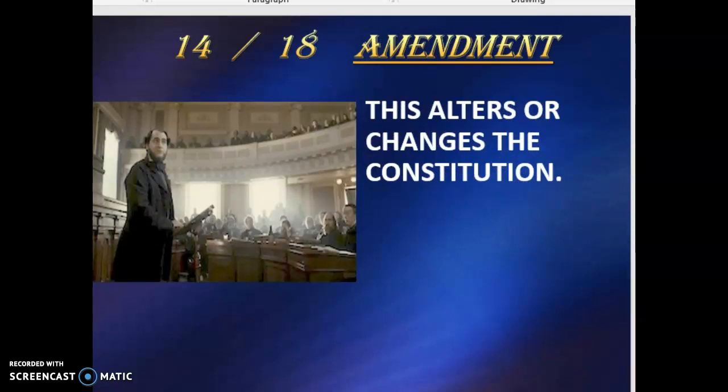Number 14, amendment. The Constitution has been amended 27 times. In this picture, if you've ever seen the movie Lincoln, this is the debate in the House of Representatives about the 13th Amendment, which was passed and abolished slavery in the United States.